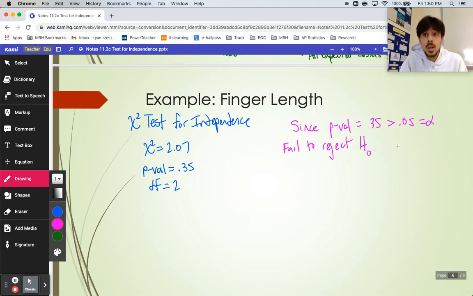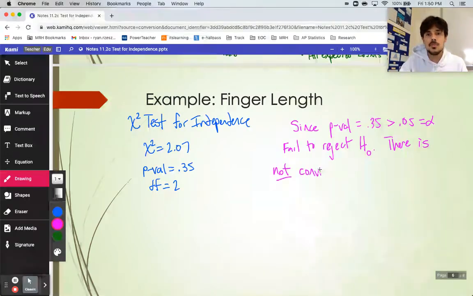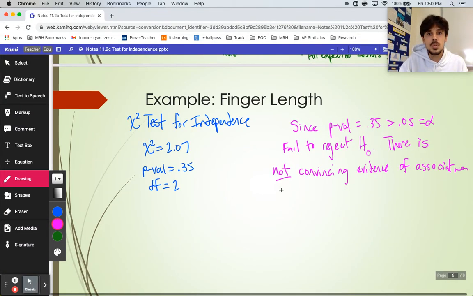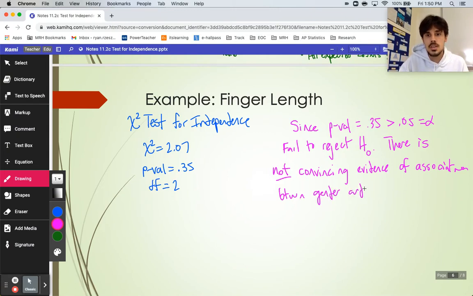So when you'd frame this, frame it delicately, what I'm going to say is there is not convincing evidence for HA. And when you read HA in this problem, HA was that there is an association between gender and relative finger length.